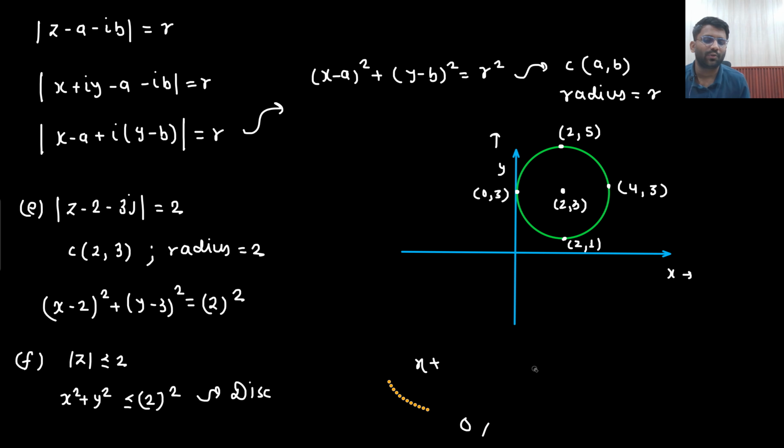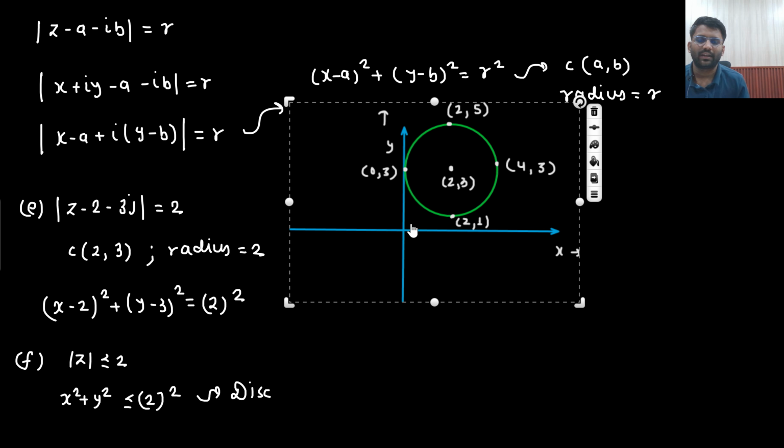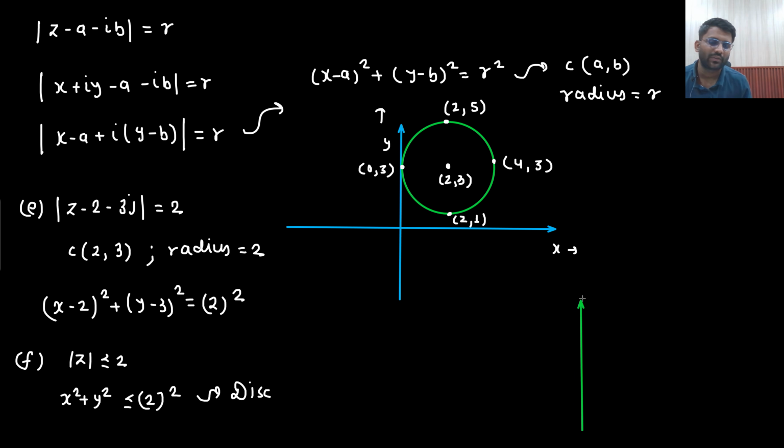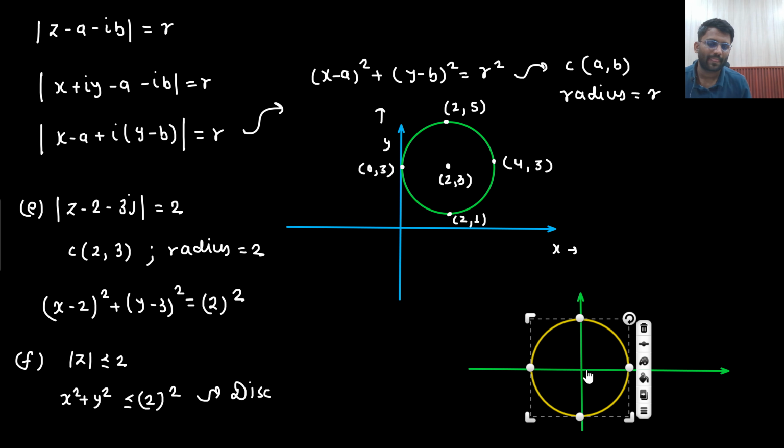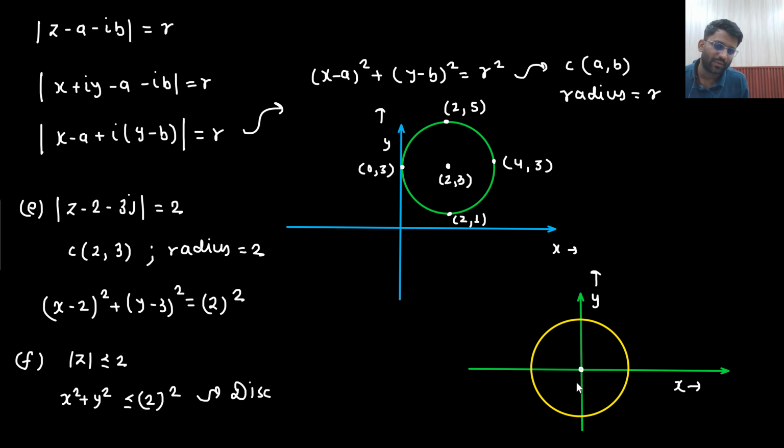Similarly here, first what will you draw? x square plus y square equals to 2 square. So let's take it aside. What am I going to draw? x square plus y square equals to 2 square actually. So you will draw a circle with the center 0 comma 0 and radius of 2. Okay, and now they are asking x square plus y square less than equals to 2 square.